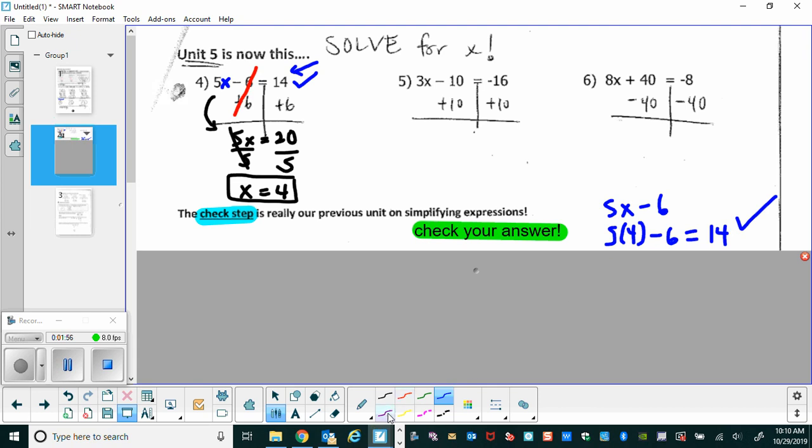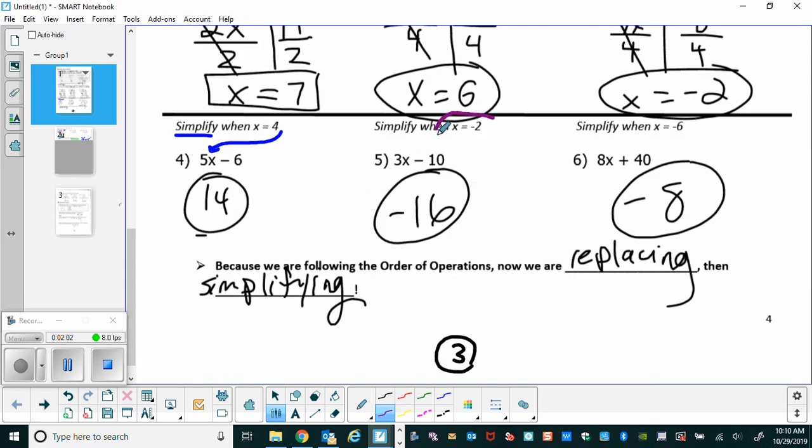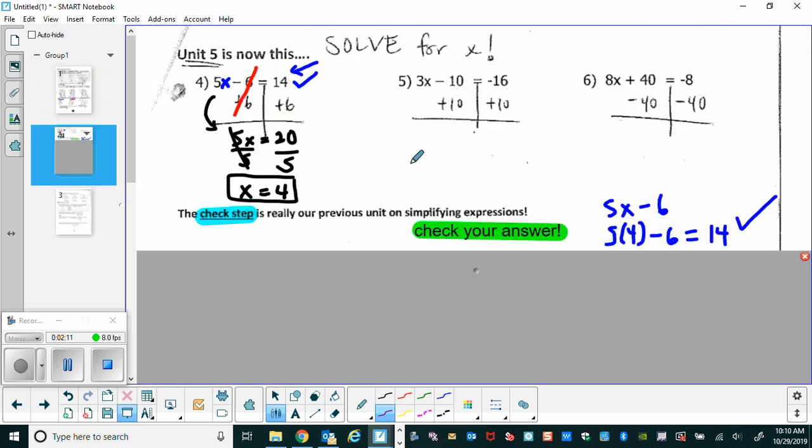All right, so now let's try the next one. We've got 3x minus 10 equals negative 16. Now previously already what we did here was we took a negative 2. We plugged it in right here. 3 times negative 2 is negative 6. And then when we took away 10, we got a negative 16. So now we're going to work backwards.